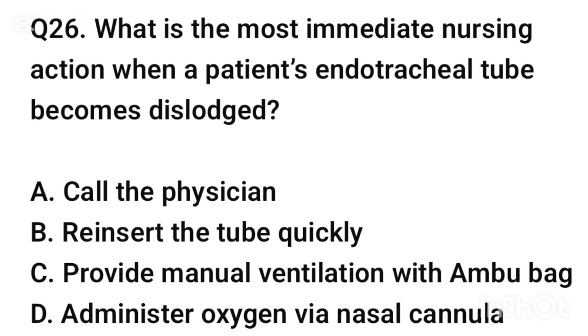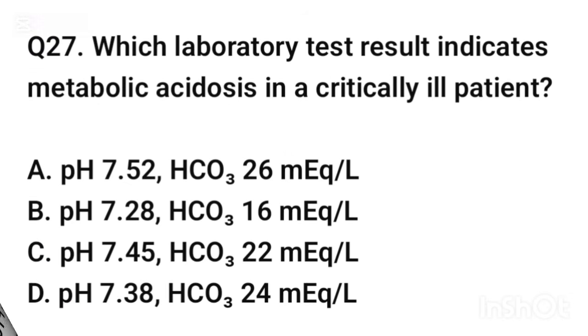Question number 26. What is the most immediate nursing action when a patient's endotracheal tube becomes dislodged? The correct answer is option C, provide manual ventilation with Ambu bag.